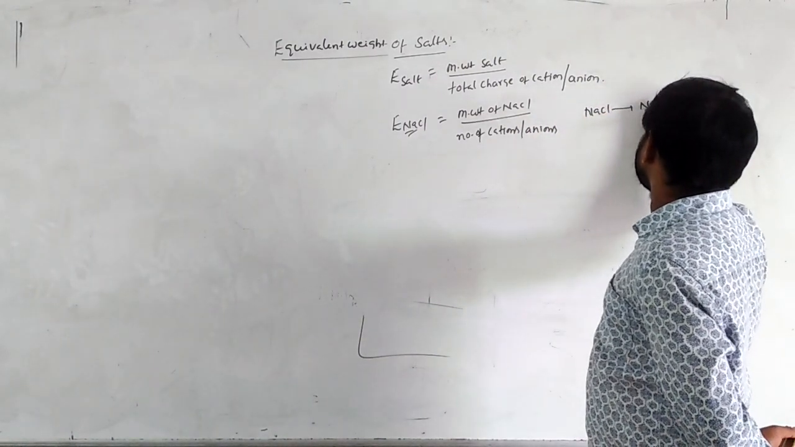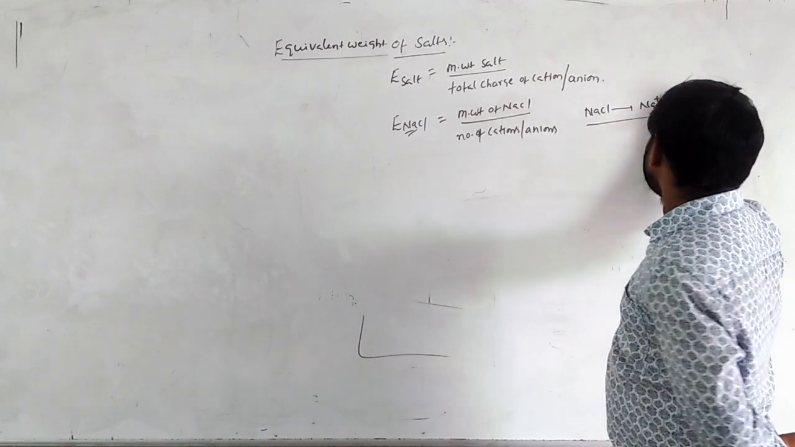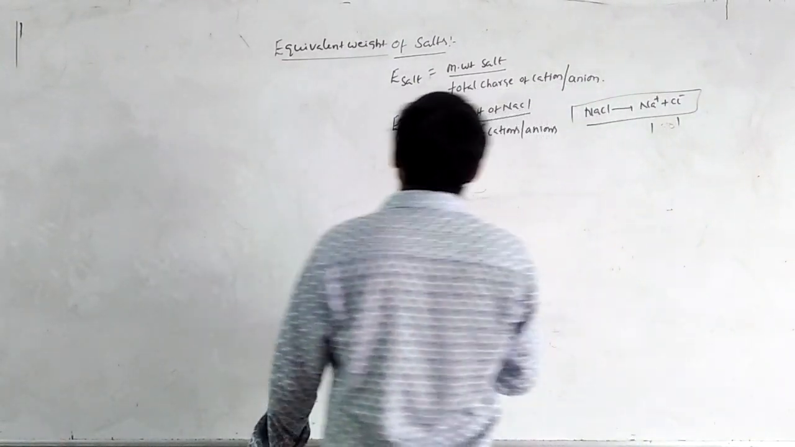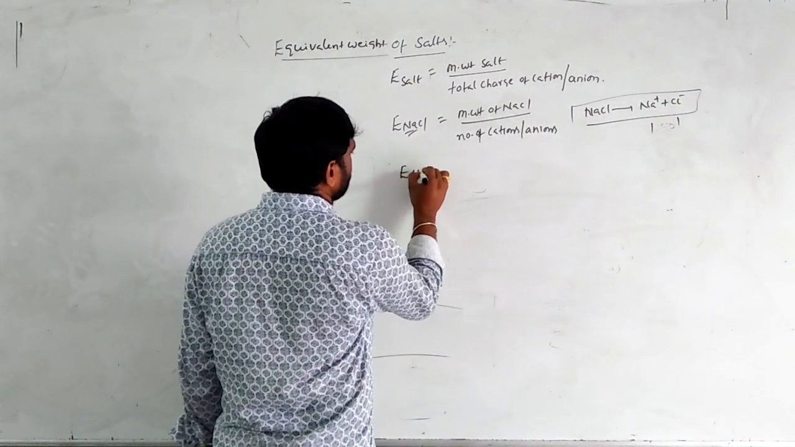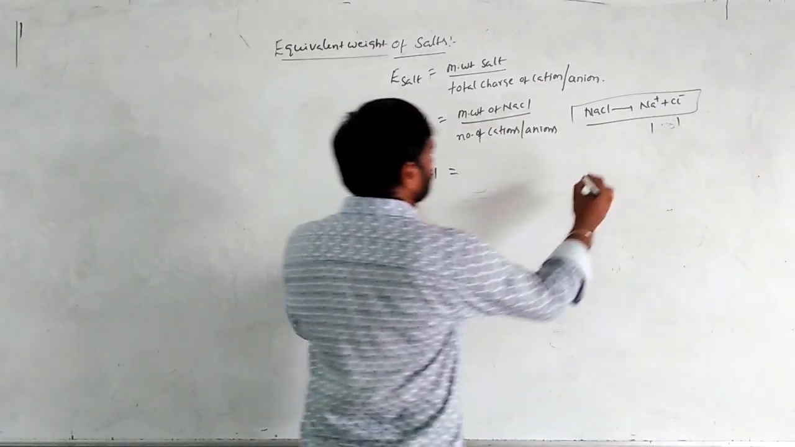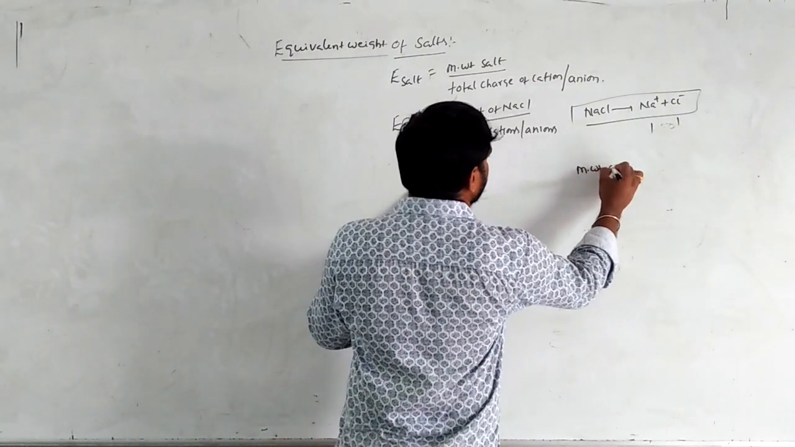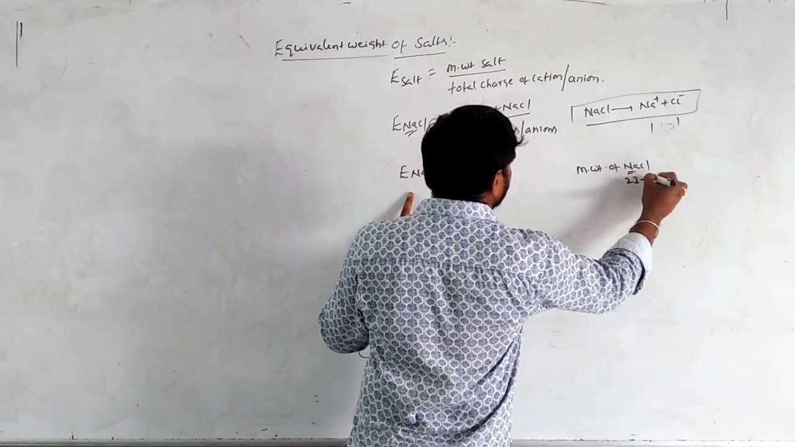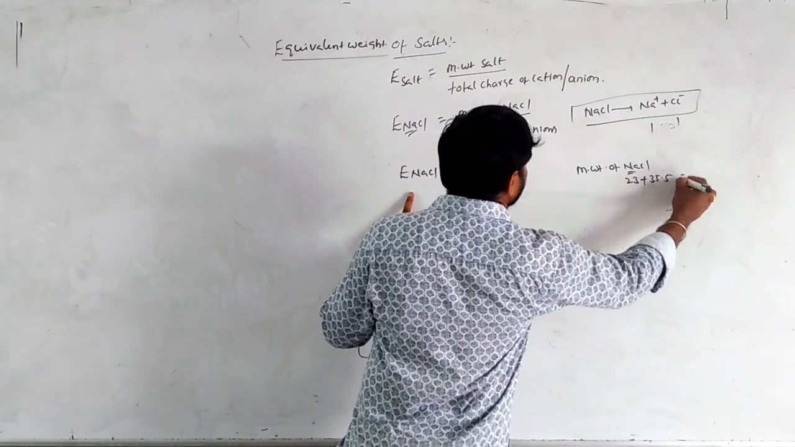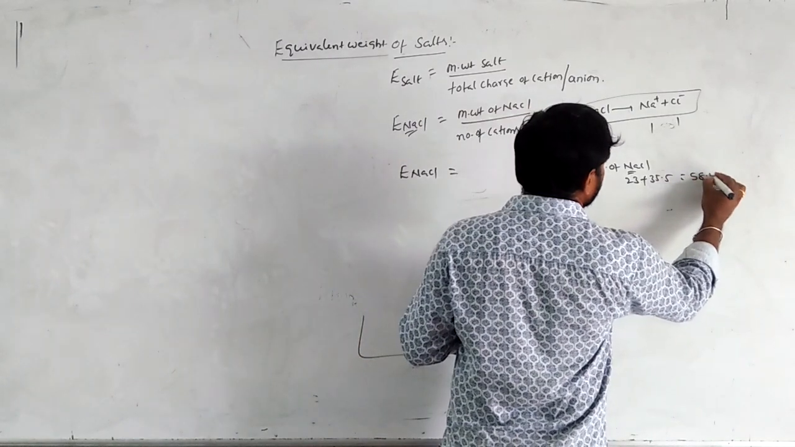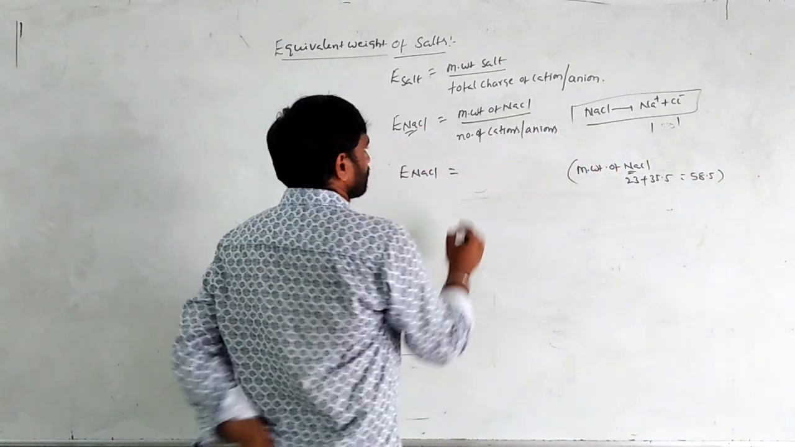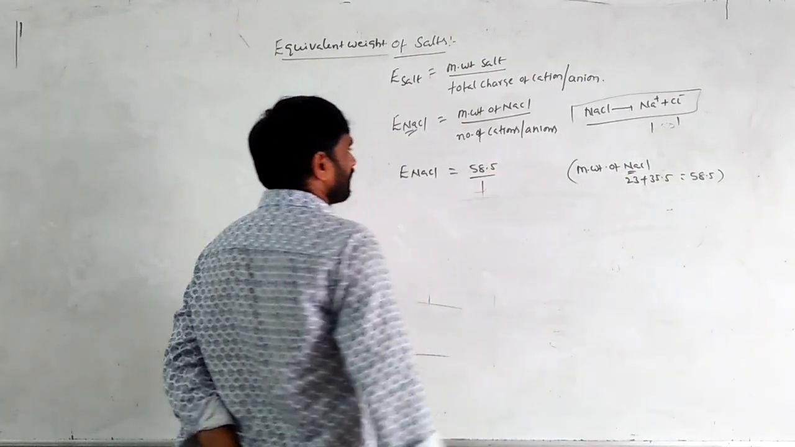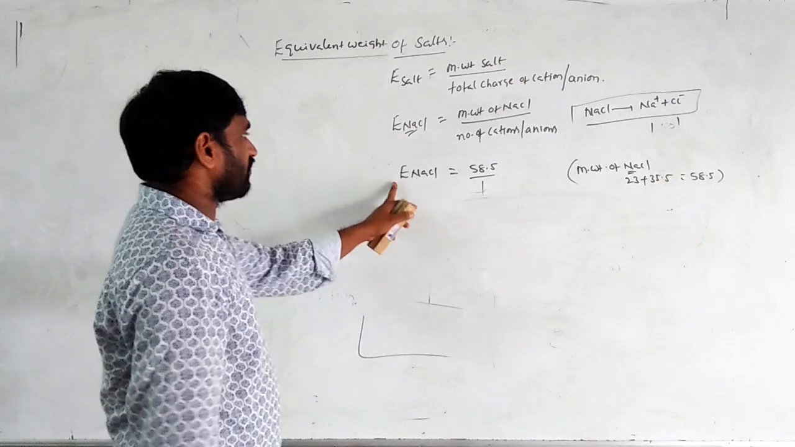NaCl dissociates into Na plus and Cl minus. Number of cations, number of anions. So equivalent weight of NaCl equals molecular weight of NaCl, sodium 23 plus chlorine 35.5, equals 58.5. So 58.5 by 1, the number of cations or anions. This is the equivalent weight for NaCl.